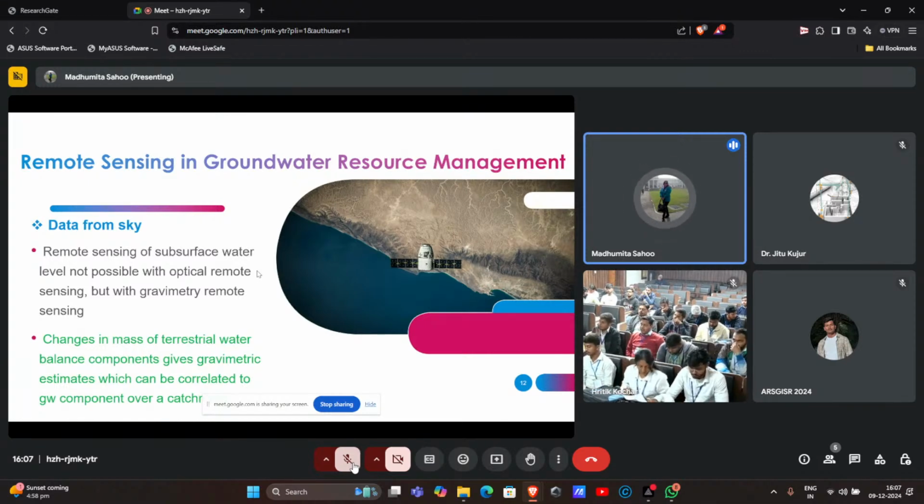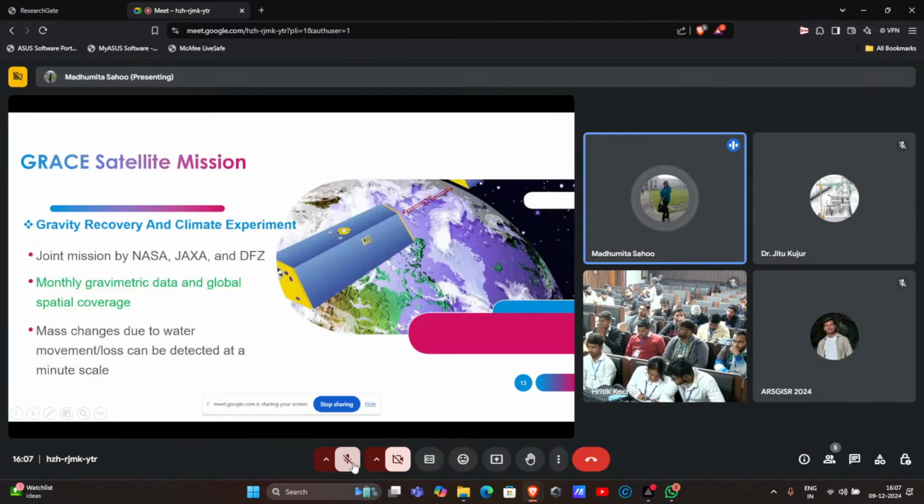like all the water that is included in our water cycle, starting from the atmospheric water all the way to the groundwater. All the water consisted in the terrestrial water is called the terrestrial water balance components, and these changes affect the gravimetric balance of our Earth, and that's how the change in the gravimetric balance is sensed with the satellites.